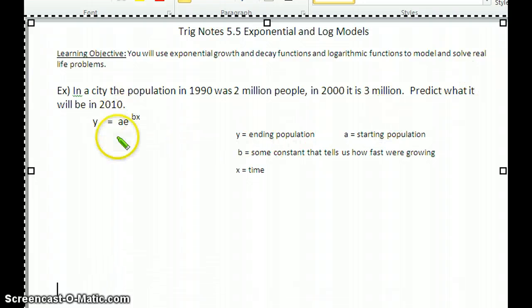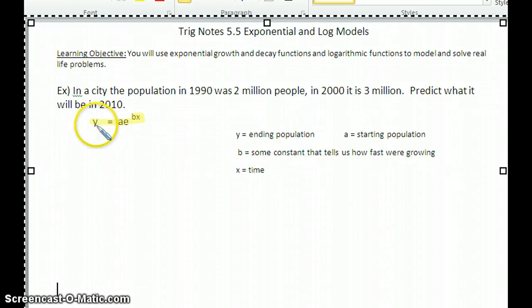The first type of problem that I want to show you is an exponential growth formula. It actually is the exponential decay formula too, it's just going to be a little bit different when it's decay. So as we look at this exponential growth formula here, we need to make sure we're aware of what the variables stand for. So I've listed out what the variables stand for over here.